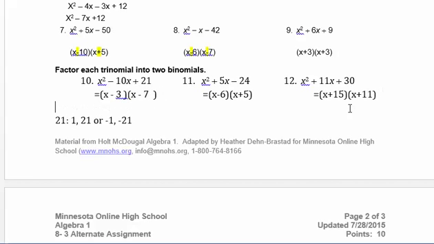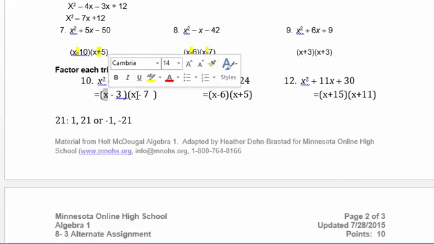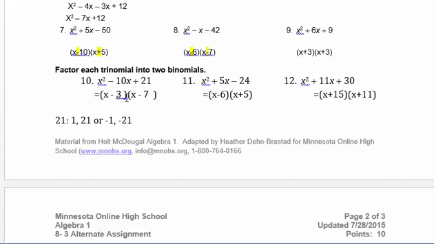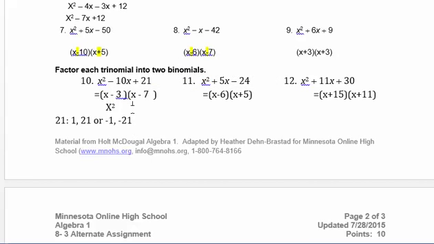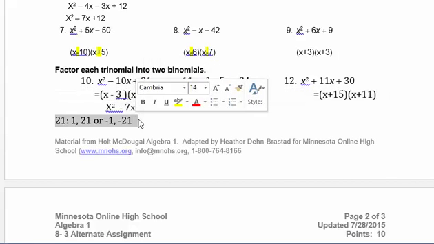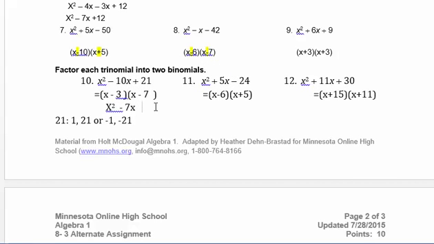I want to do that because now I'm going to check it by FOILing. FOILing is when you multiply binomials, you take x, the first times first is x times x. X times x is x squared. Then I take the outer, FOIL, O is next. I take the x times the negative 7. x times negative 7 is minus 7x. Then I take the inner, I is next, negative 3, just the negative 3, times x. Negative 3 times x is minus 3x.